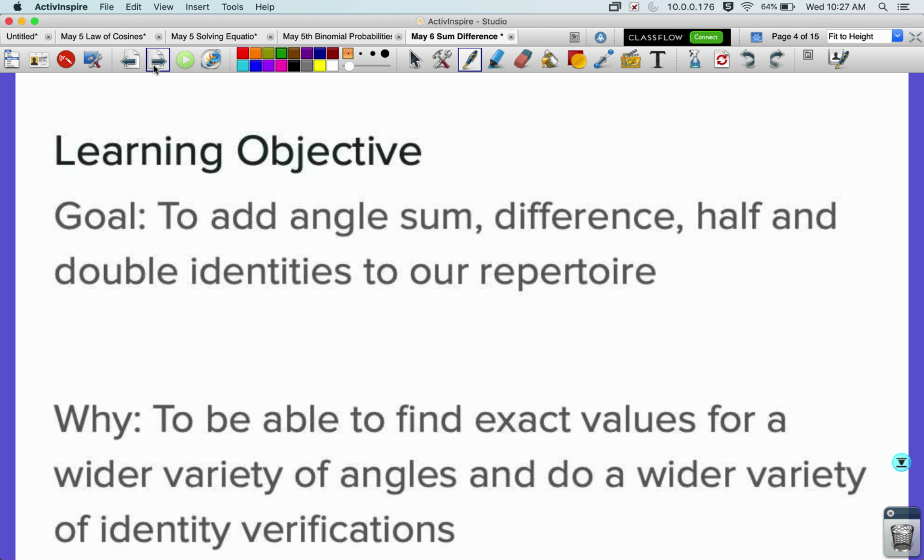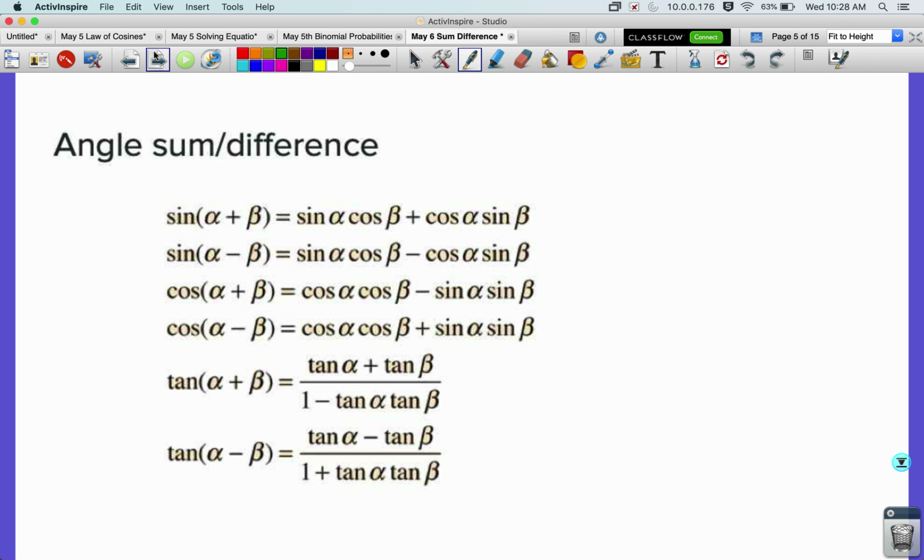Goal for today is to add our angle sum difference, half and double angle identities to our repertoire of identities that we can use either when solving or doing verifications. Why are we doing this? To be able to find exact values for a wider variety of angles and to do a wider variety of identity verifications.